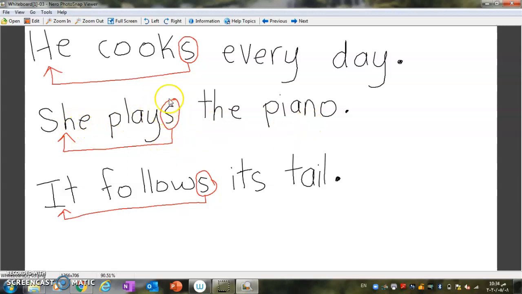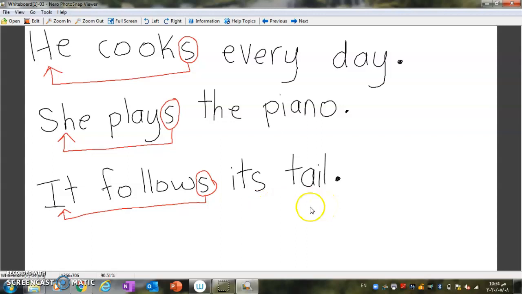The other example, she plays the piano. Now, I added S again to my verb because my subject is she. It's a singular female, like the girl, the woman, my mom, my grandmother, my friend, my teacher. So when my subject is a she, I should add S to my verb. She plays the piano.